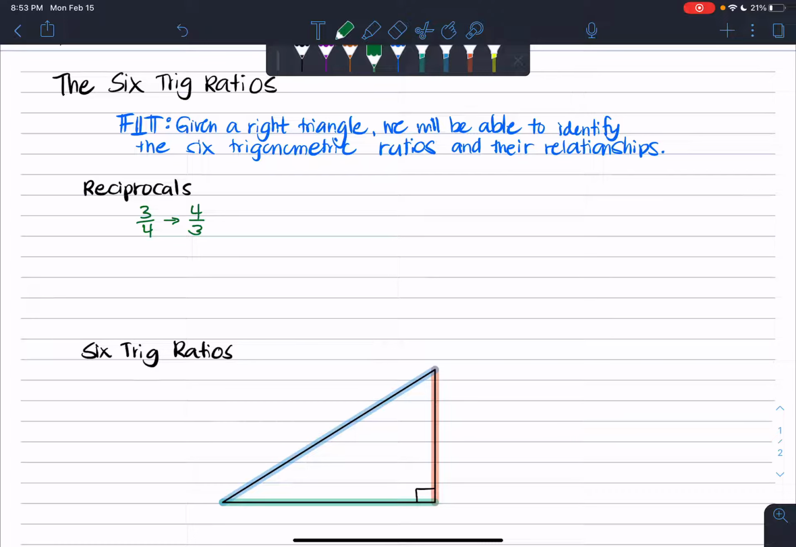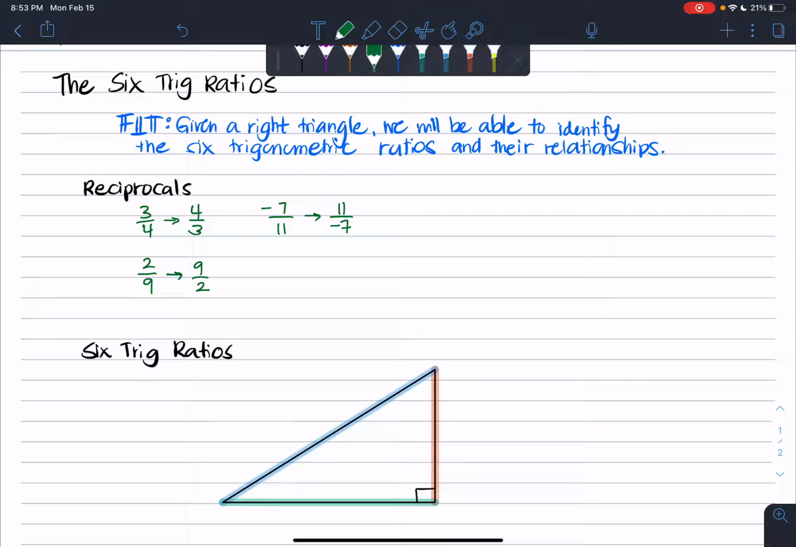Let's look at a few more. What about 2/9? Well, here we end up flipping it to get 9/2. And what about something like -7/11? Well, we just flip those two and we end up with 11 in our numerator over -7 in the denominator.